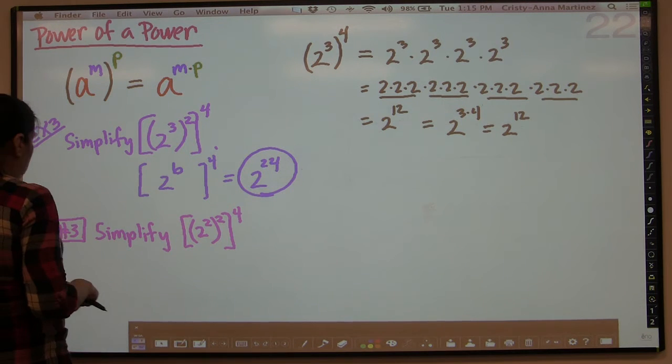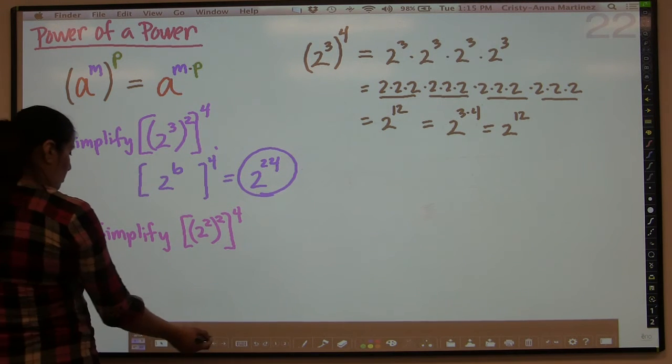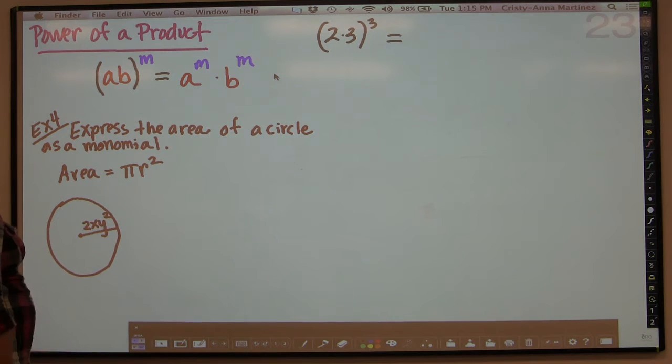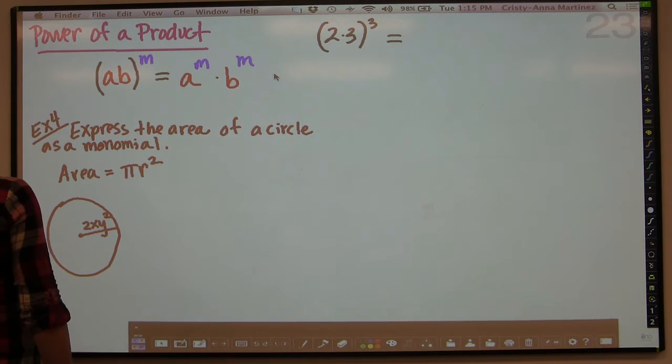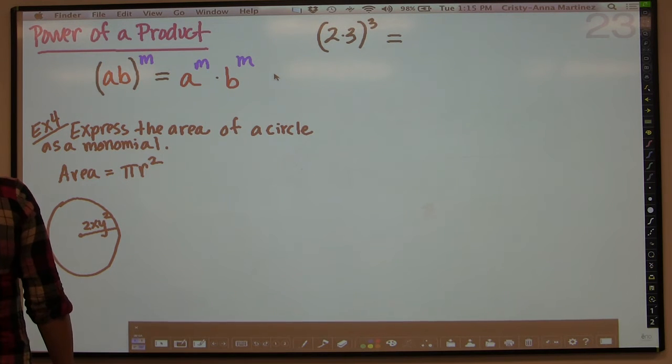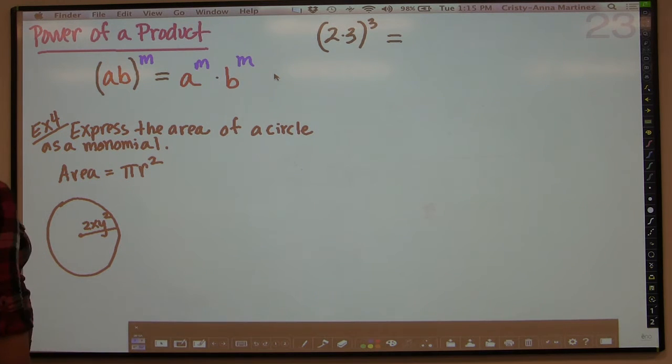So now I'd like you to try do it yourself number 3, and then we will go on to our last product multiplication property. And so here it is, power of a product. So in this case, this is really more like the distributive property.